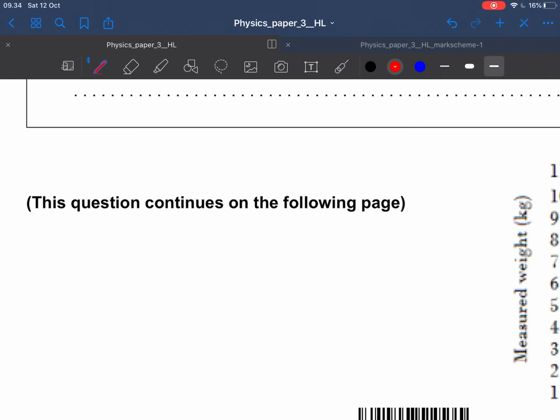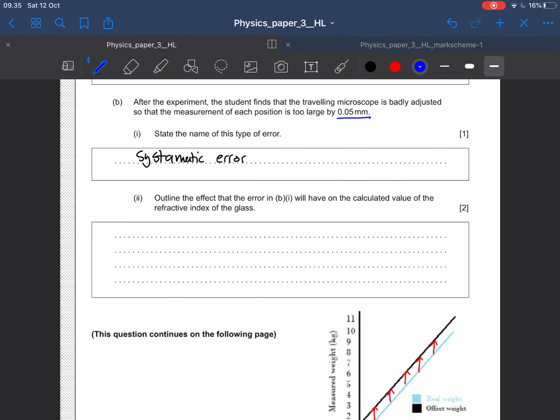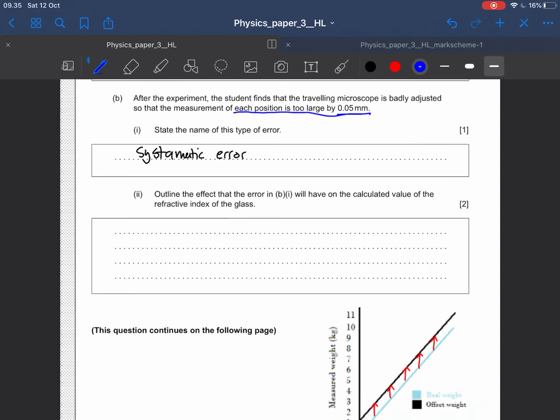So you measure the lollipop shorter than it actually was. And then you do a bunch of measures with other lollipops, and the same thing happens, in which they're all just a bit too short. That means there is something wrong with your system, and it is a systematic error that is causing your problem. So that's how you know that. And you know that because each position is too large by 0.05.